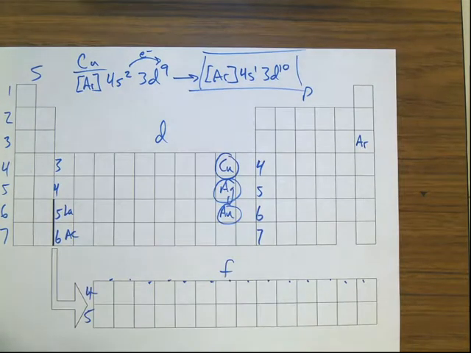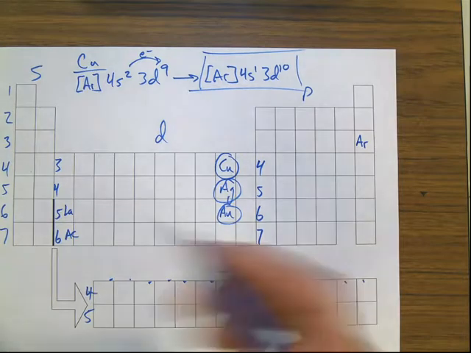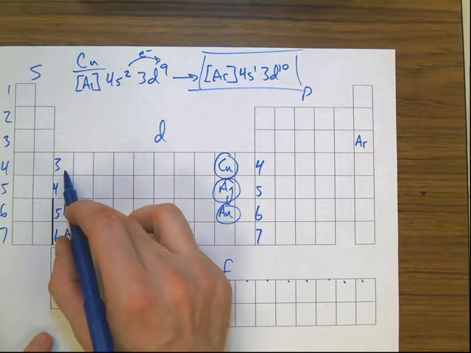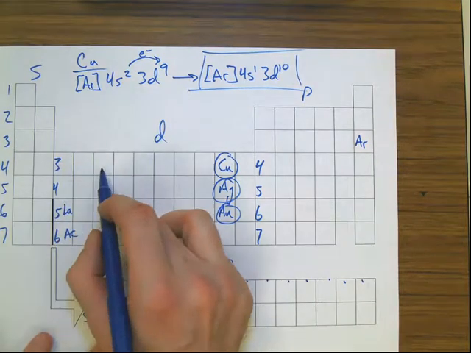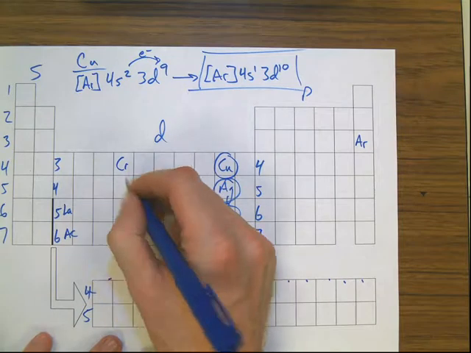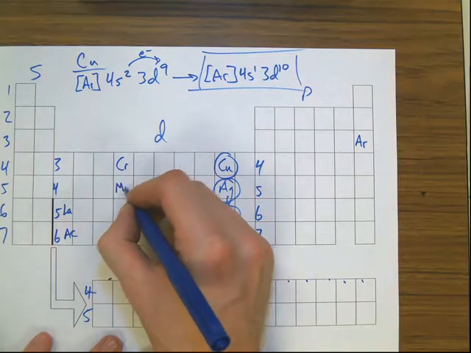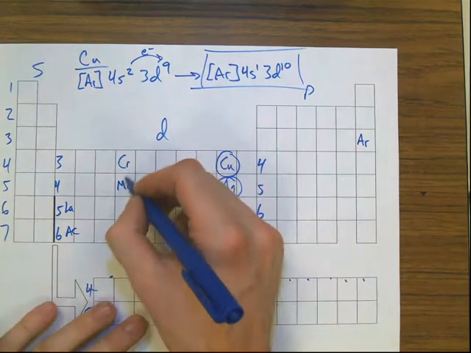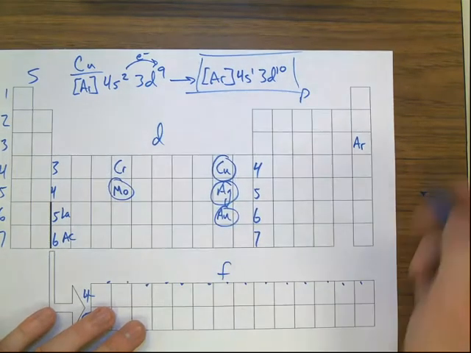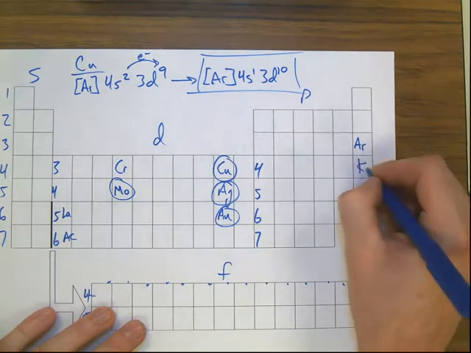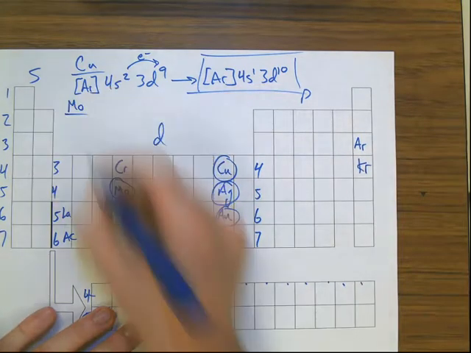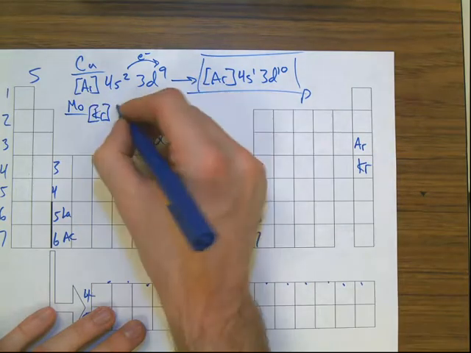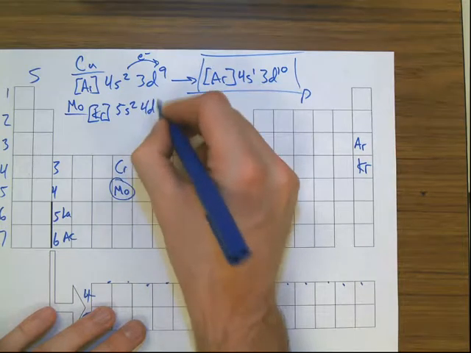There's also another situation as well, and this deals with chromium and molybdenum. So let me count out where chromium and molybdenum are. So it goes scandium, titanium, vanadium, chromium. Here's chromium, and right below it is molybdenum. All right, so now I'm going to do an electron configuration for molybdenum. Let me start writing it out. Molybdenum's last noble gas is krypton. So Mo, and here's my krypton, Kr, in brackets, and then it's 5s2, 4d4.